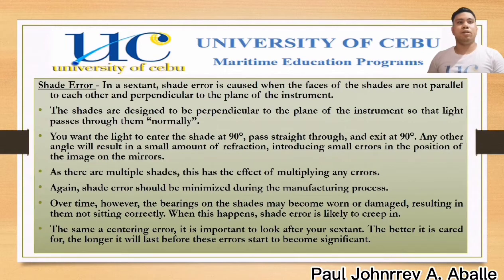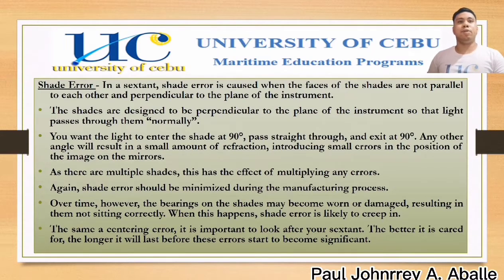Shade error. In a sextant, shade error is caused when the faces of the shades are not parallel to each other and perpendicular to the plane of the instrument. The shades are designed to be perpendicular to the plane of the instrument so that the light passes through them normally. You want the light to enter the shade at 90 degrees, pass right through, and exit at 90 degrees. Any other angle will result in a small amount of refraction, introducing small errors in the position of the image of the mirrors. As there are multiple shades, this has the effect of multiplying any errors.